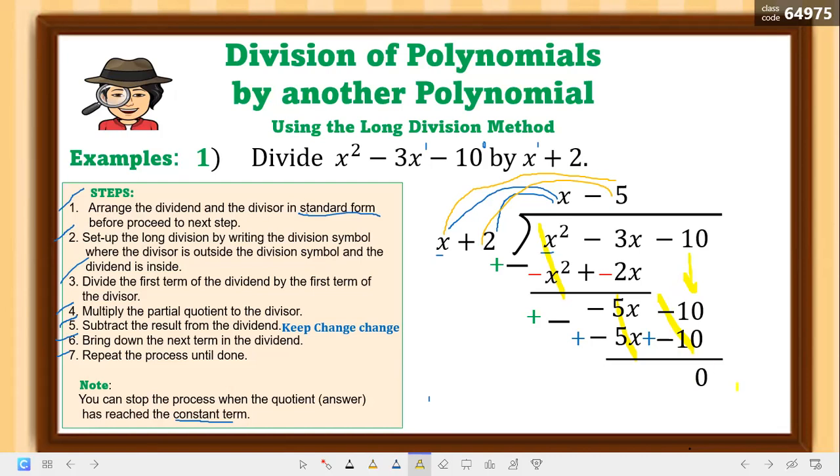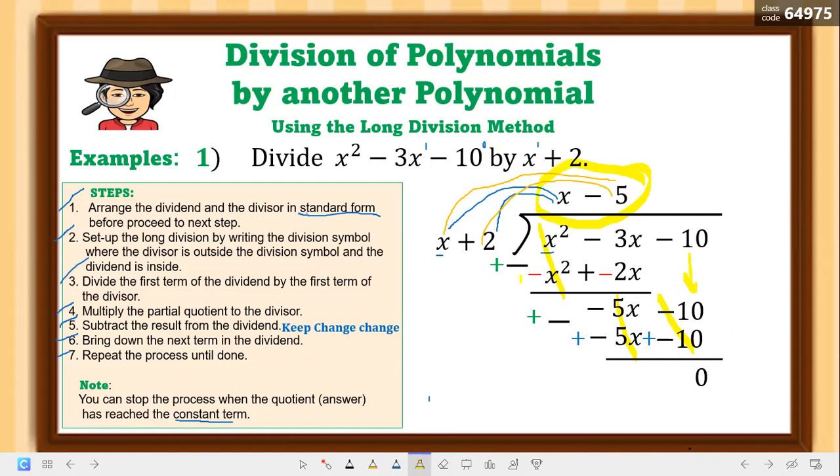Kanina sa basic how to divide, no? Ibig sabihin nito, ano yung ating quotient sa taas? We have this. The quotient is, what is the quotient? Negative 5 po.